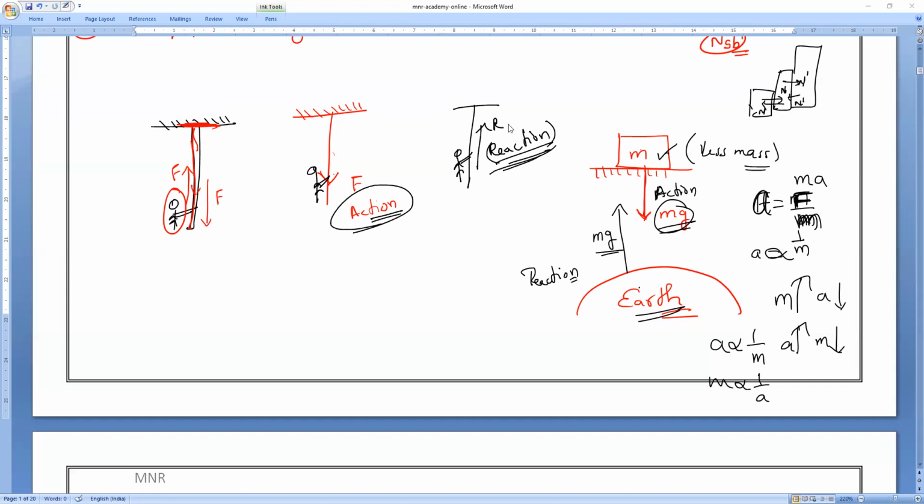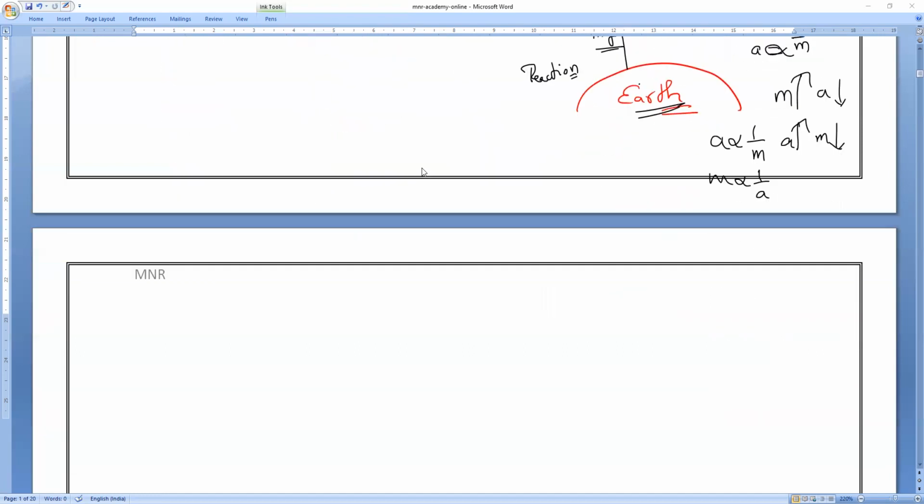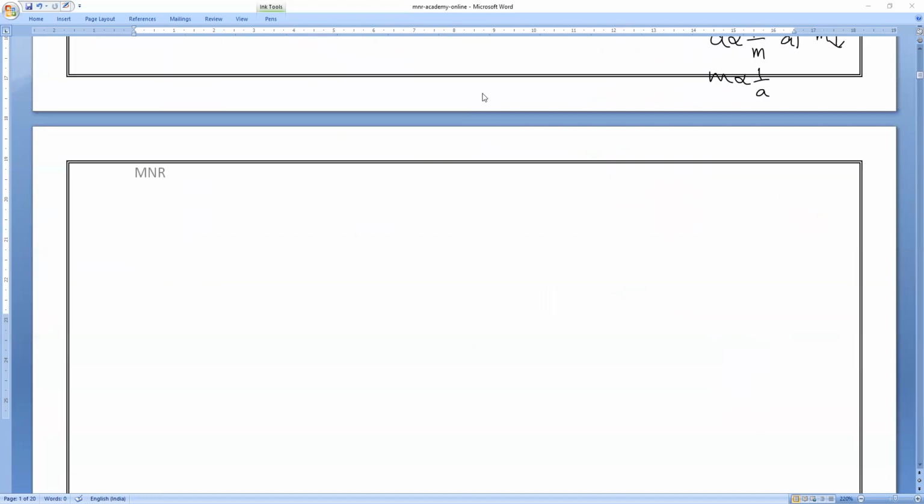So always remember, if Newton's third law needs to apply, how many bodies do we need? Everybody? We need 2 bodies. So it is not possible to see the action and reaction both in a single body. That is a statement I even taught you in 9th class. Action must be shown by one body and reaction is shown by some other body.